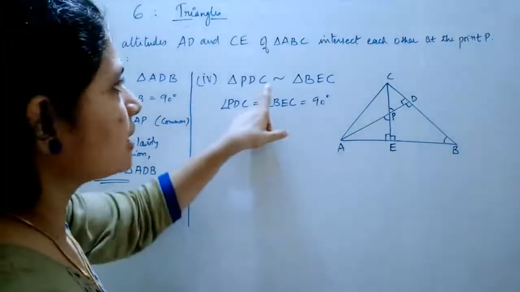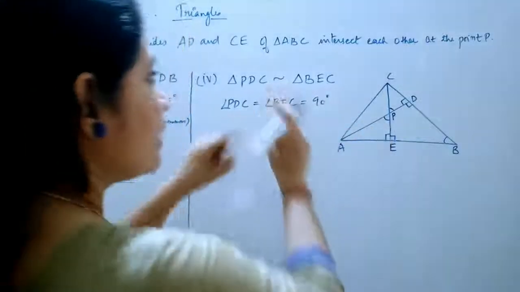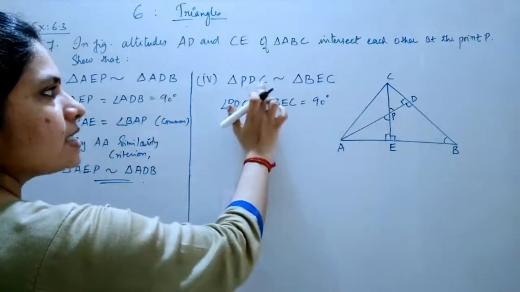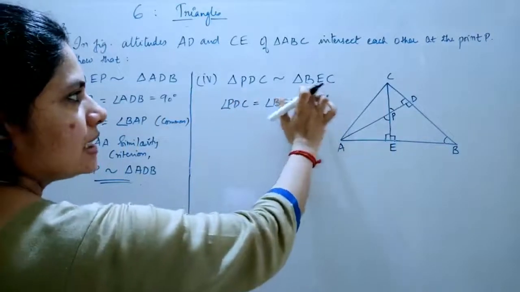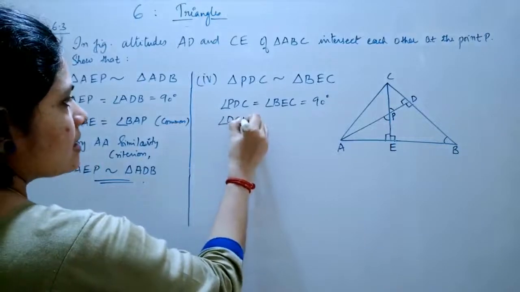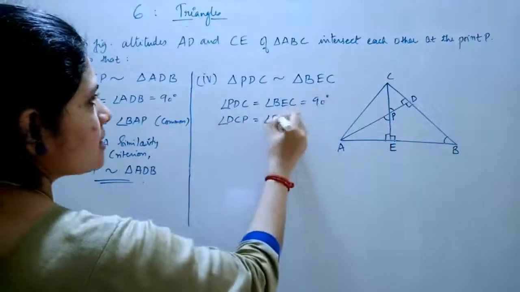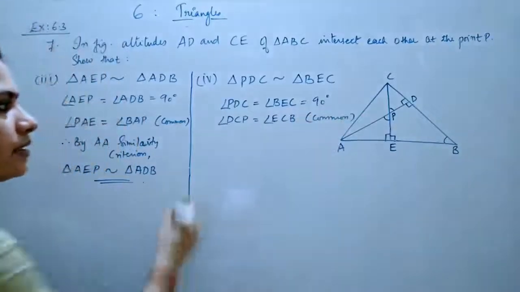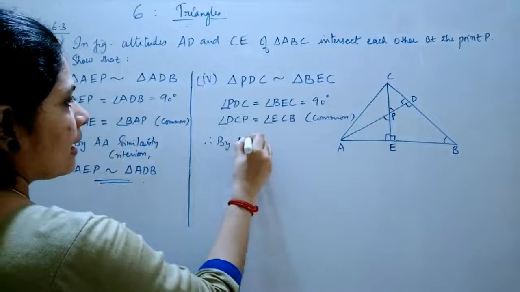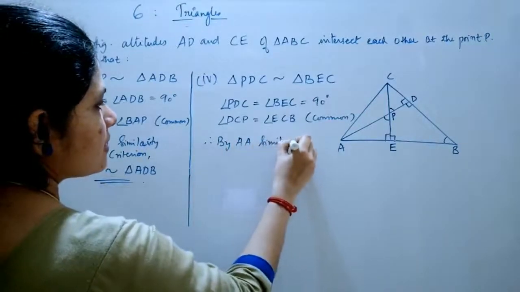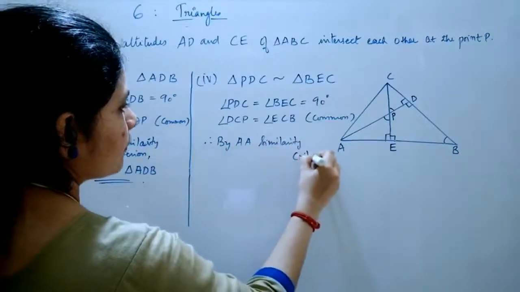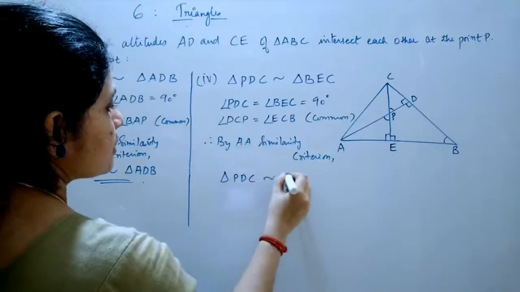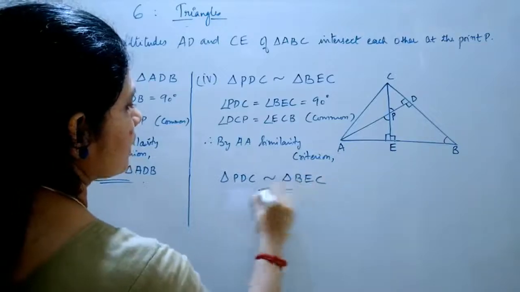Then which angle is common here? C. So you just see, when you are writing the angle C, it should be in the order. That is, if you are starting with DCP, you should start with ECB. Okay, angle DCP is equal to angle ECB, and the reason is it is common in both the triangles. Therefore, by AA similarity criterion, triangle PDC is similar to triangle BEC. Okay.